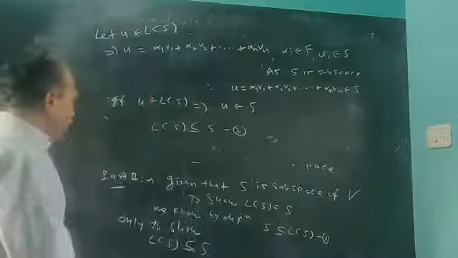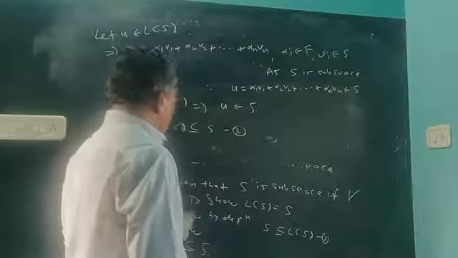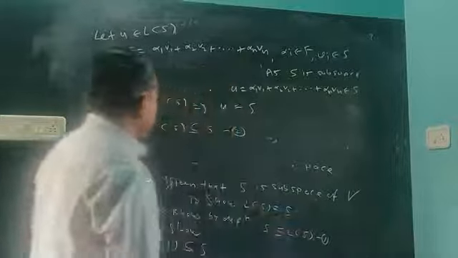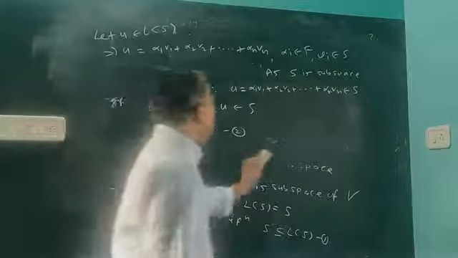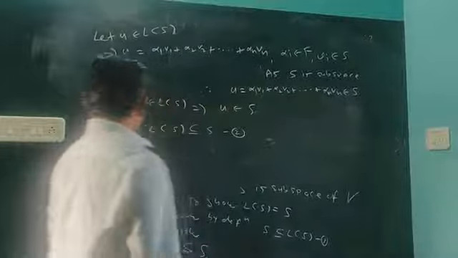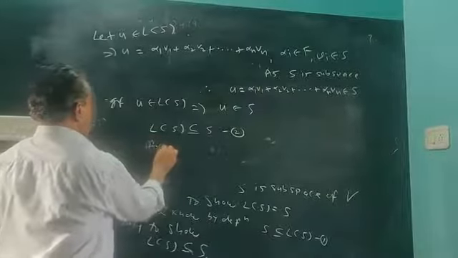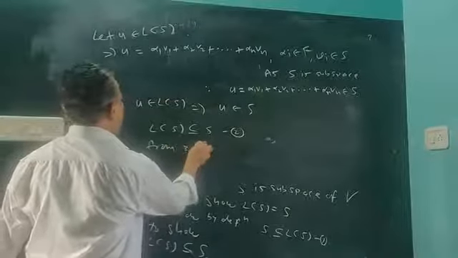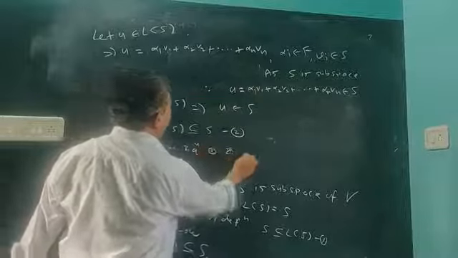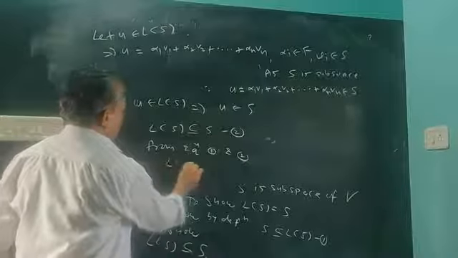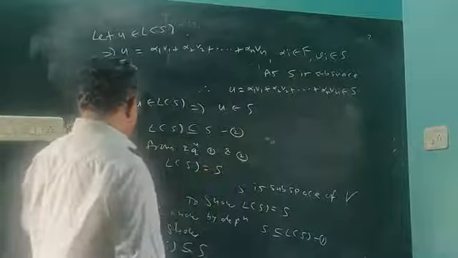So yes, S is a subset of L of S, and now L of S is a subset of S. Combine both equations 1 and 2, so from equations 1 and 2, L of S equals S. Okay, that is the second point.